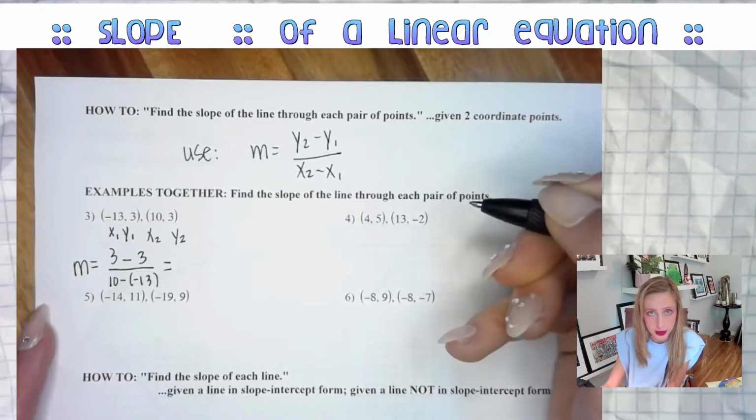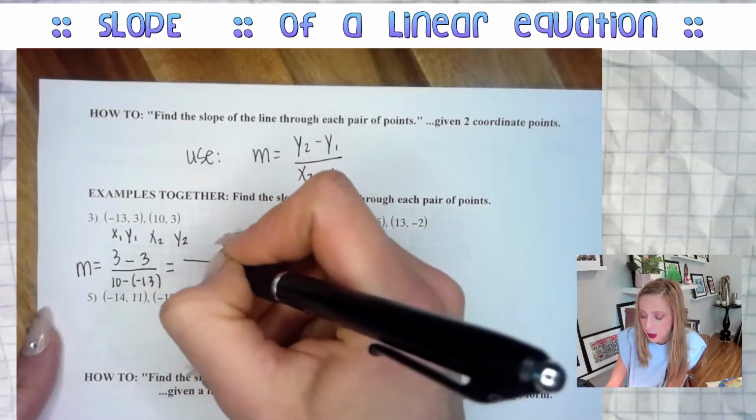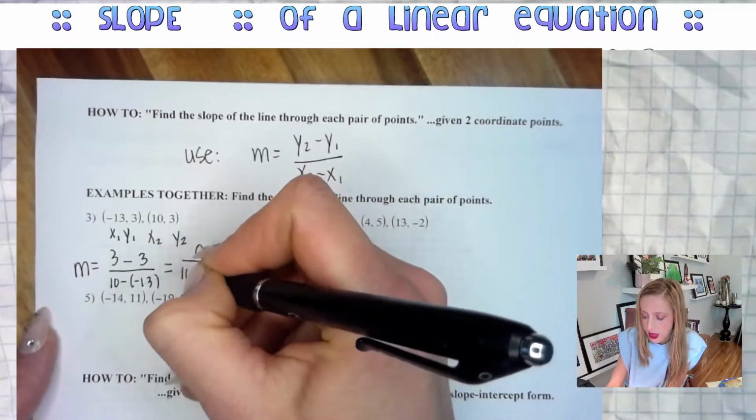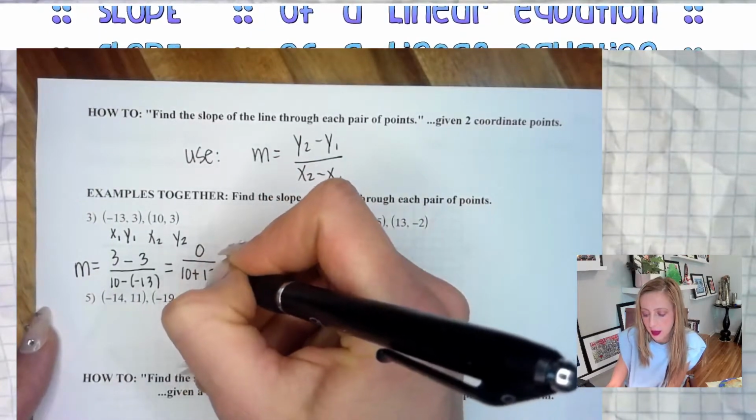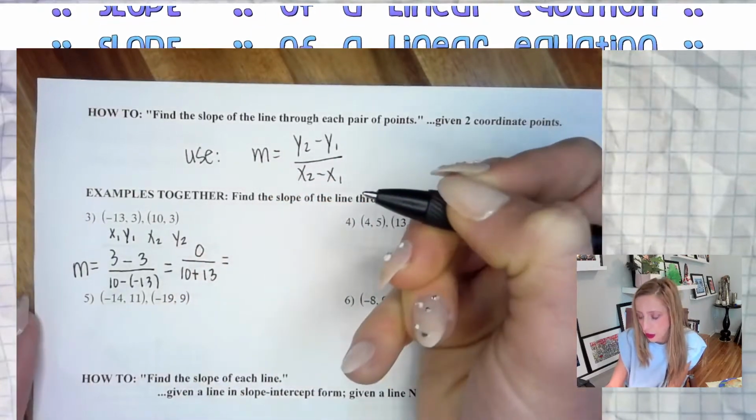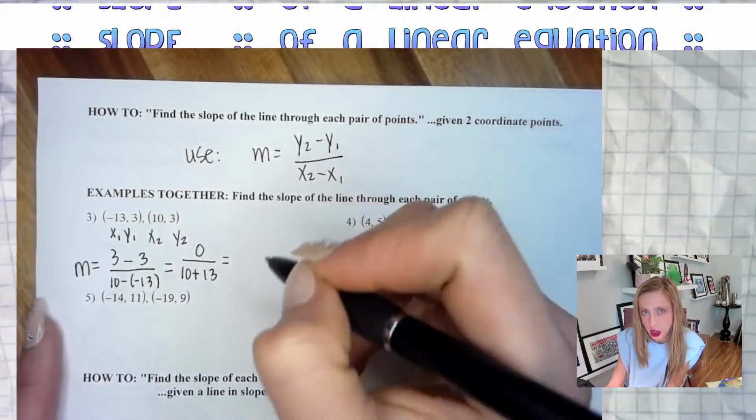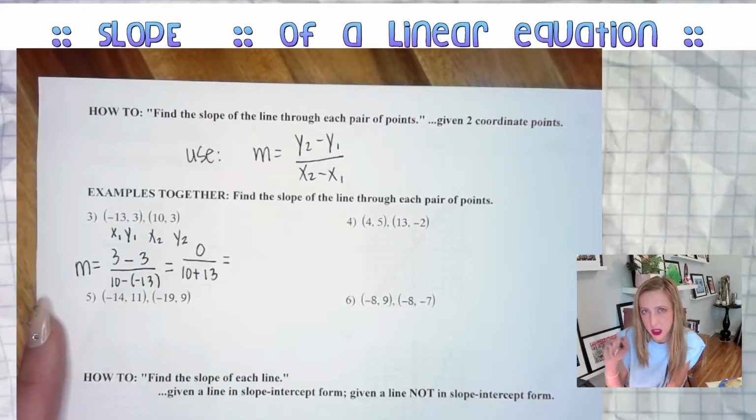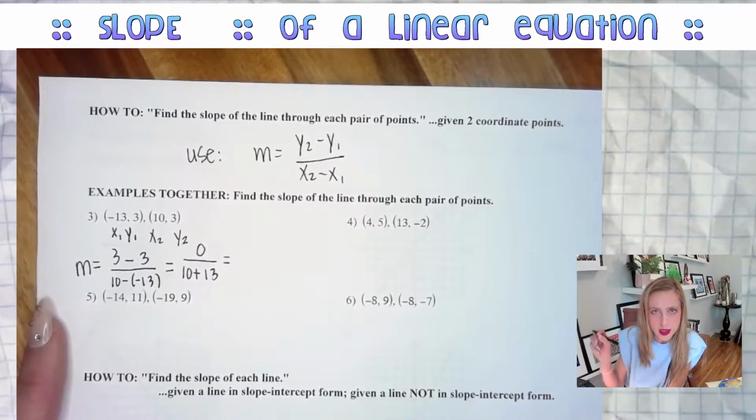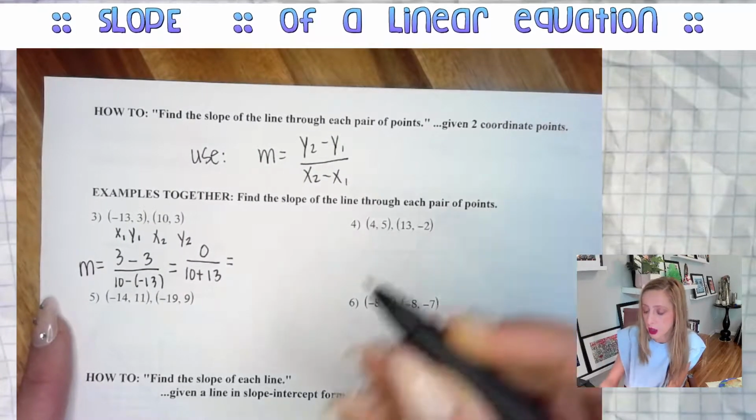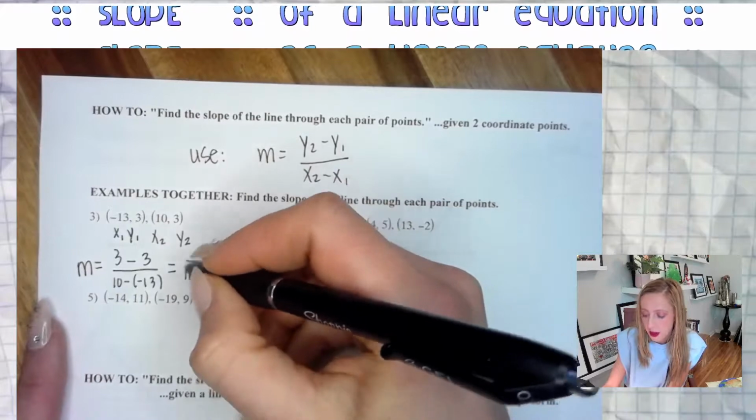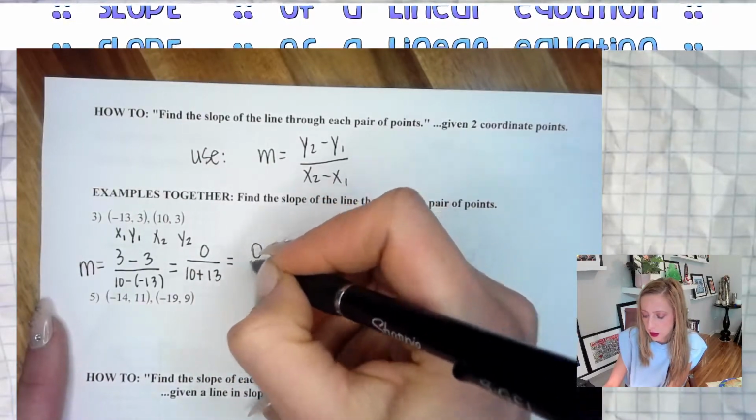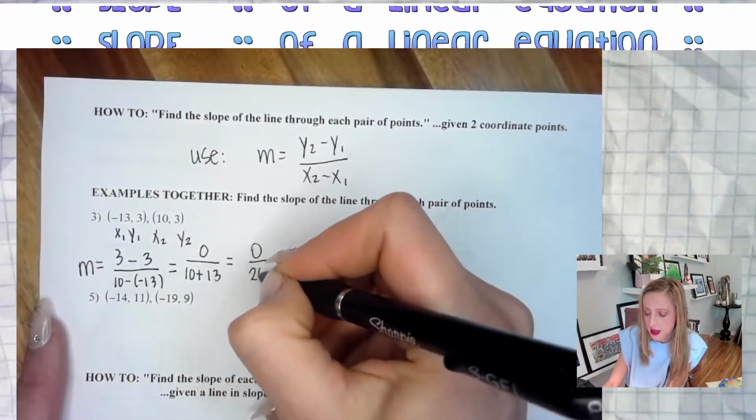Show your work. You're not a wizard. Show your work. 3 minus 3 is 0, and this on the bottom will become 10 plus 13. If I'm going too fast, hit pause or change the speed by hitting that little gear and changing the playback speed to a slower number if you need it to go a little slower. 0 over 10 plus 13 is 26.